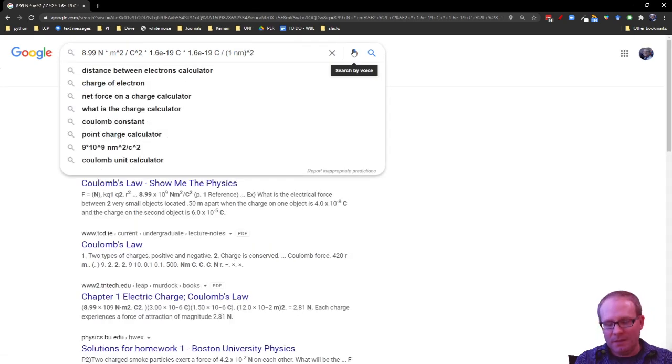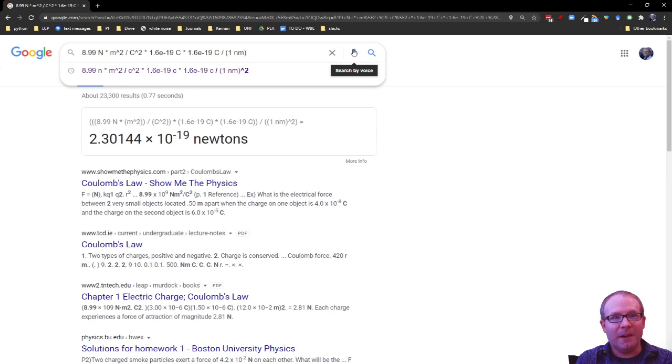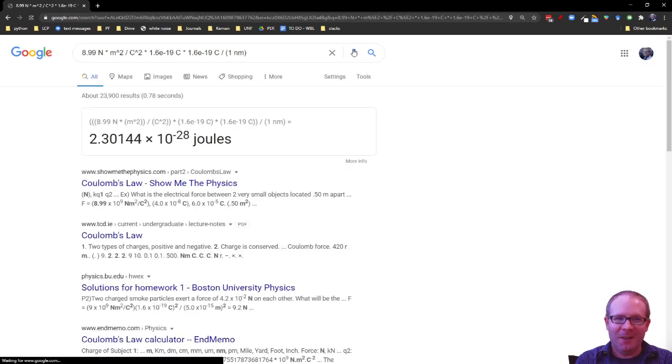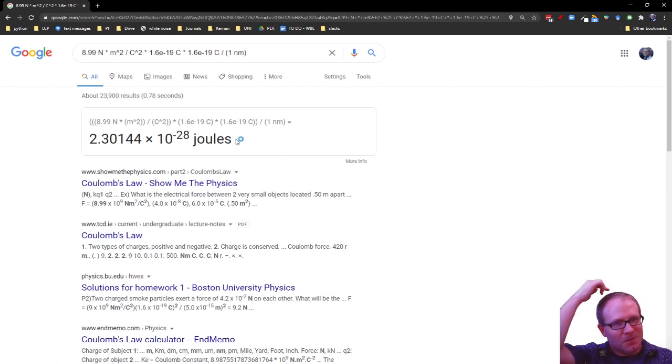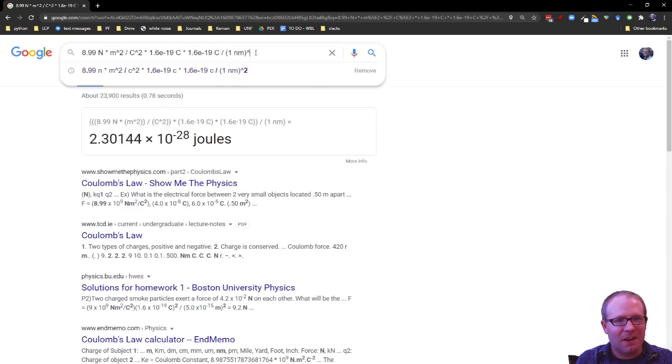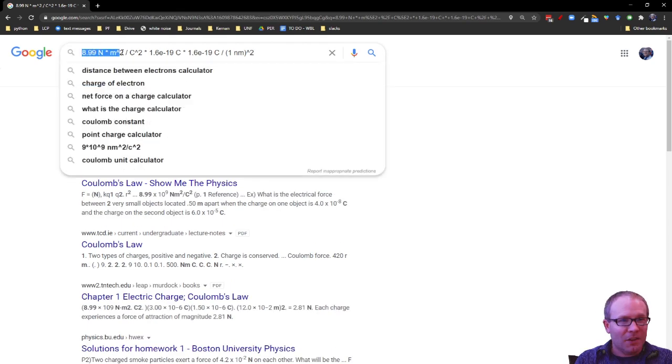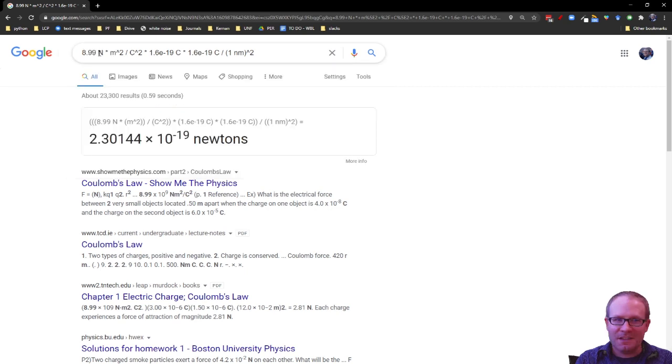Let's suppose I made a mistake with this. Let's suppose I left off the square, right? Like we do all the time on our homework. Then it comes out in joules, right? Because that's now an energy, not a force. And I say joules. No, I was supposed to get newtons. Oh, wait, that's right. I forgot to square this. There you go. But then it gets even better because Google knows what a lot of these values are.